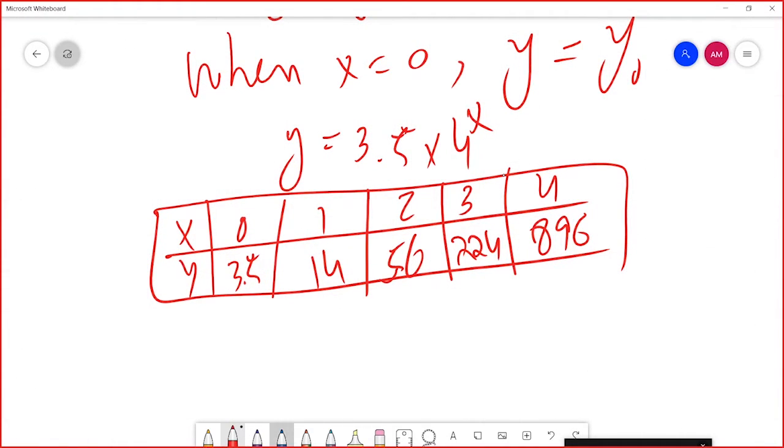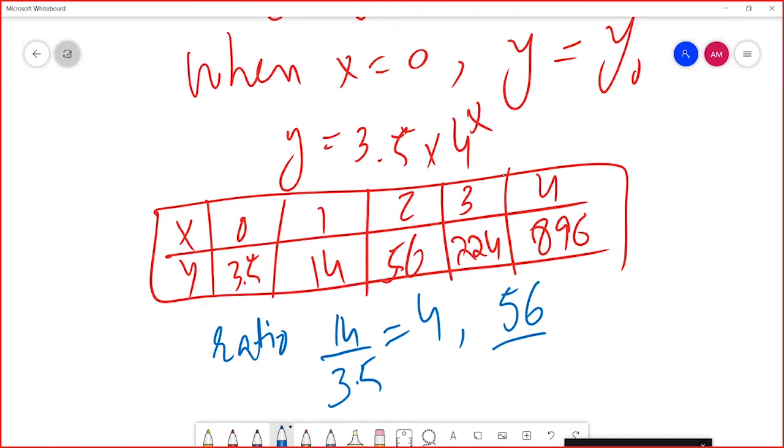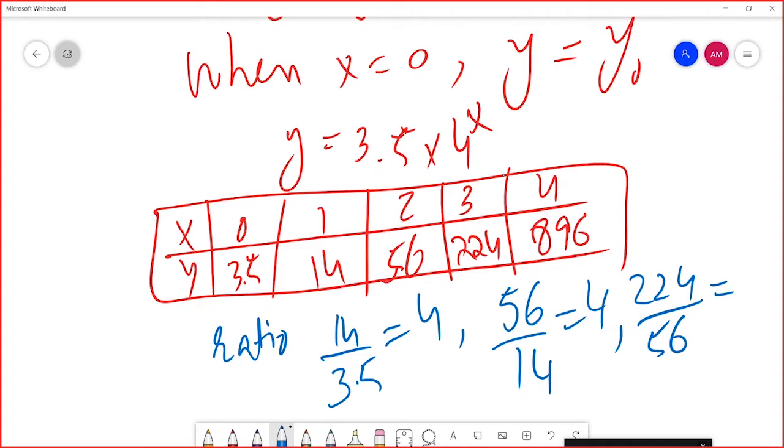But why I'm trying to do this is the ratio, let's see the ratio. So 14 divided by 3.5, do you have a calculator? I have my ClassPad with me. Yeah, you can use the ClassPad. That's the same thing. 14 divided by 3.5 is 4. Yeah, very nice. What about 56 divided by 14? 4. Yeah, and 224 divided by 56? 4. Yeah, what does it mean?